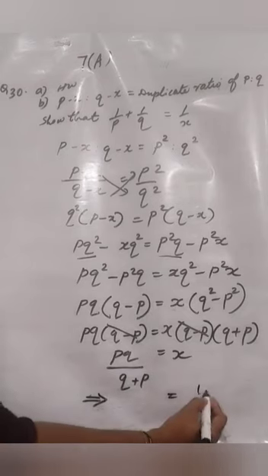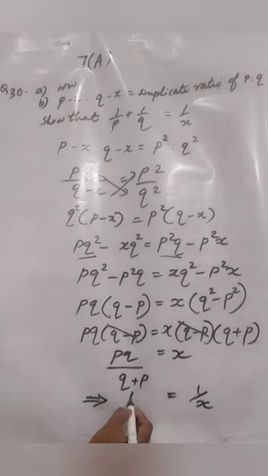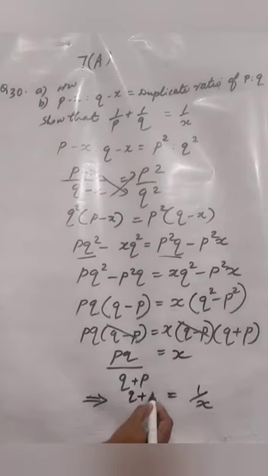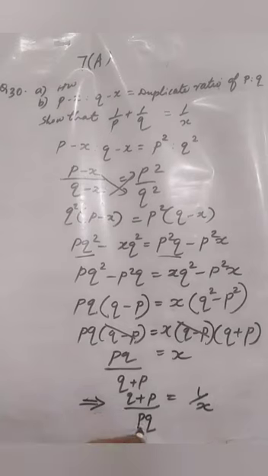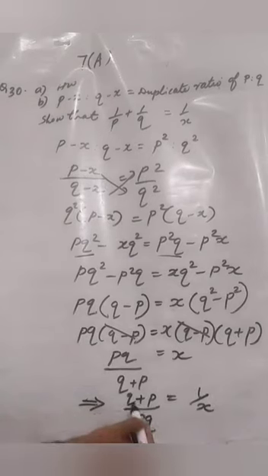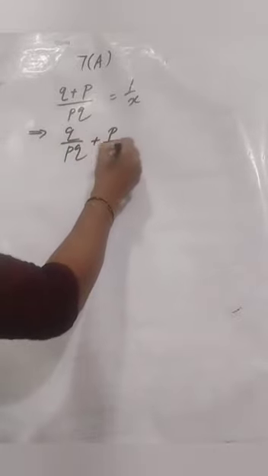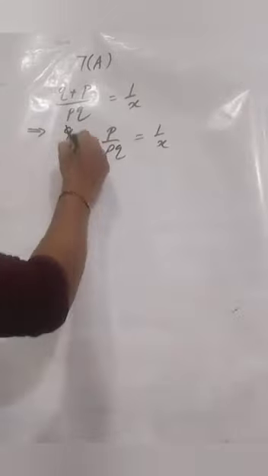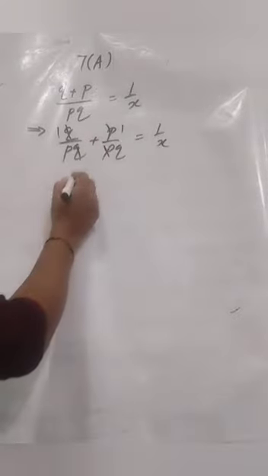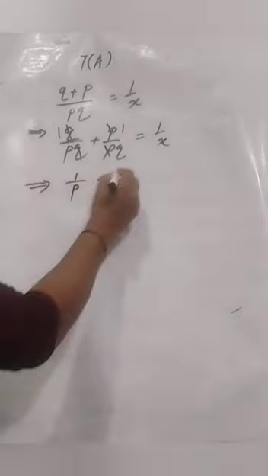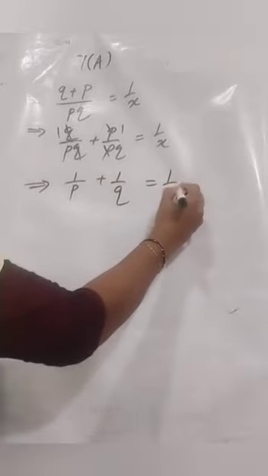What is the reciprocal of X? It is 1 by X. And reciprocal of this is Q plus P by PQ. When we split this, how can we write this? 1 by P plus 1 by Q. That means divide each term by PQ. This can be written as Q by PQ plus P by PQ gives 1 by X. 1 by P plus 1 by Q gives 1 by X. Hence we proved this. Okay.